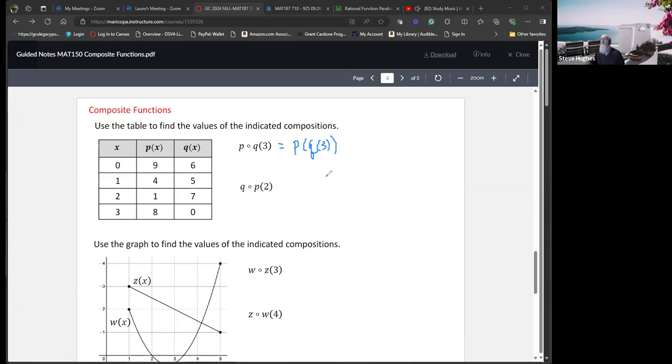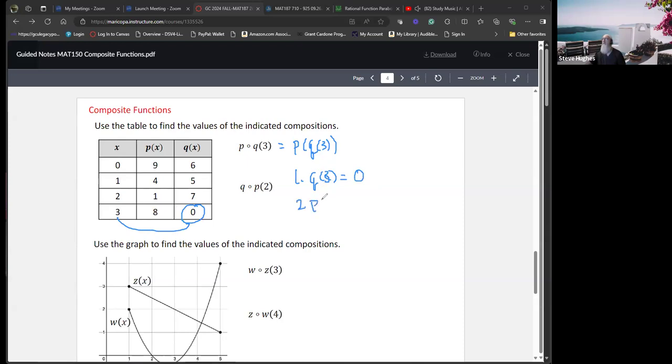So everybody, first step, what is Q of 3? Look at the table. There's X, there's 3, there's Q of 3, which is 0, right? Q of 3 is 0. Perfect. So Q of 3 is 0.